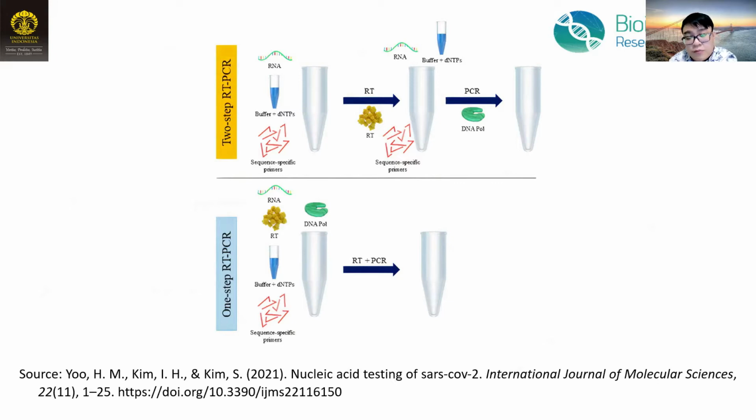There are two ways to perform RT-PCR. The two-step RT-PCR method requires converting the RNA into cDNA first. On the other hand, the one-step RT-PCR method combines reverse transcription and PCR in a single tube and uses reverse transcriptase as well as DNA polymerase.